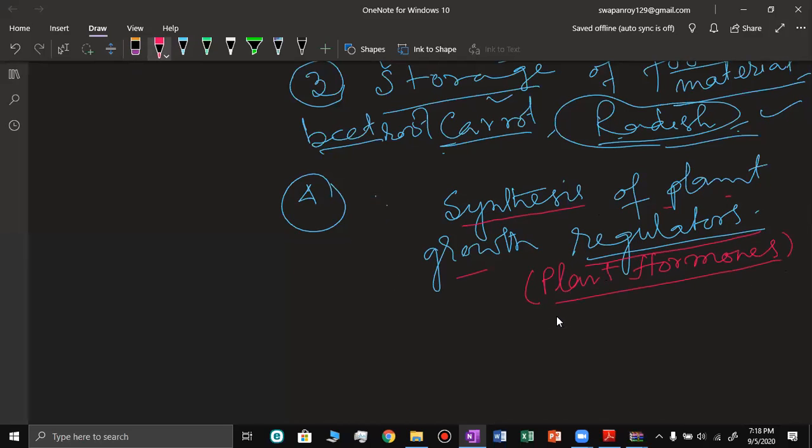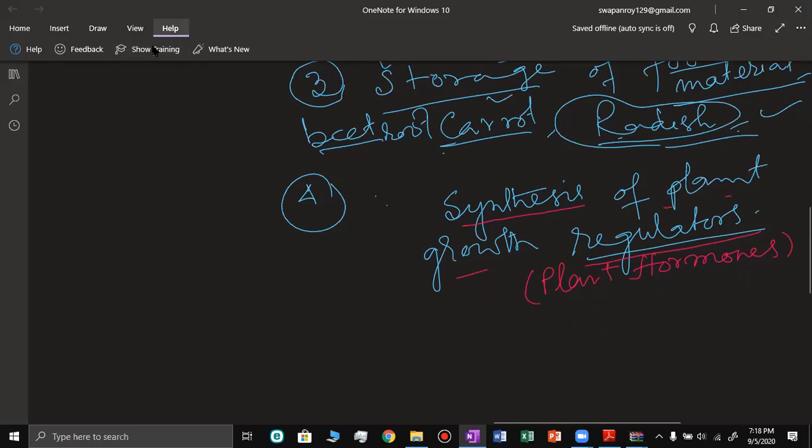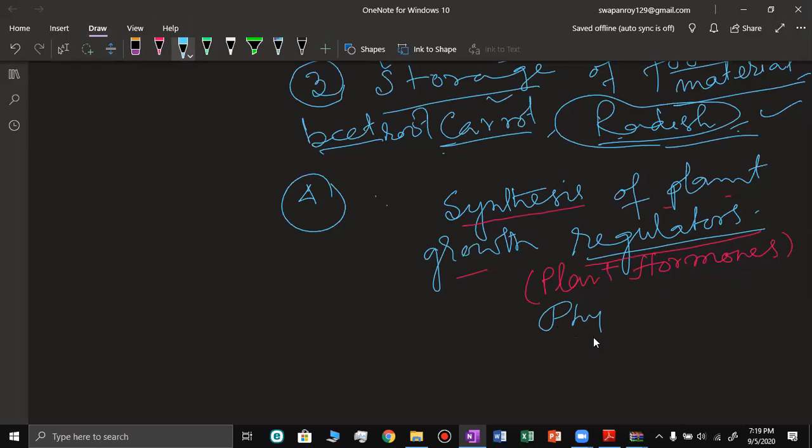Plant hormones, or we also can call phytohormones. These are synthesized in the root also. Some of the hormones are synthesized at the root tips, and others are also synthesized in the leaves and in the root system. So this is another function.